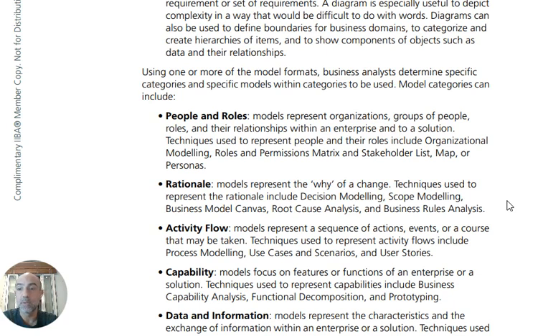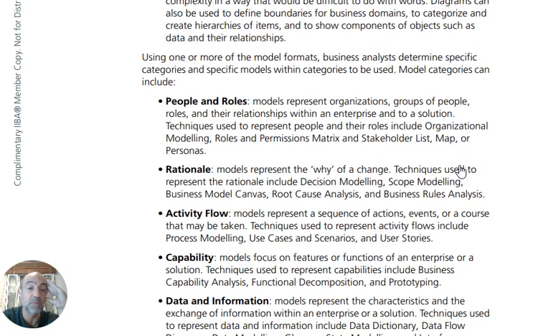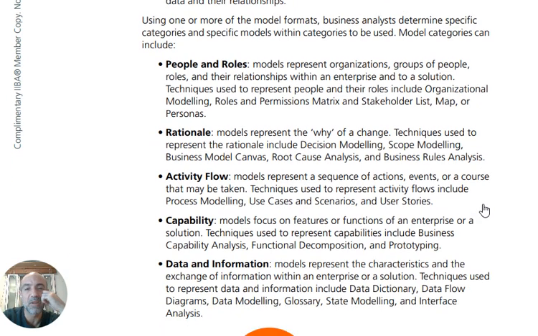Business analysts are supposed to be anal about this. So basically, we model categories and compartmentalize things like people and roles, the organizations. A model represents organizations, groups of people, roles, and their relationships with an enterprise and to the solution, right? We're creating these connections, like the rationale here. They're saying a permissions matrix, like level 1, 2, 3, 4, 5 permissions, and then management and assigning roles and people to it. So a model represents the why of a change, the rationale, for example, the why of a change.